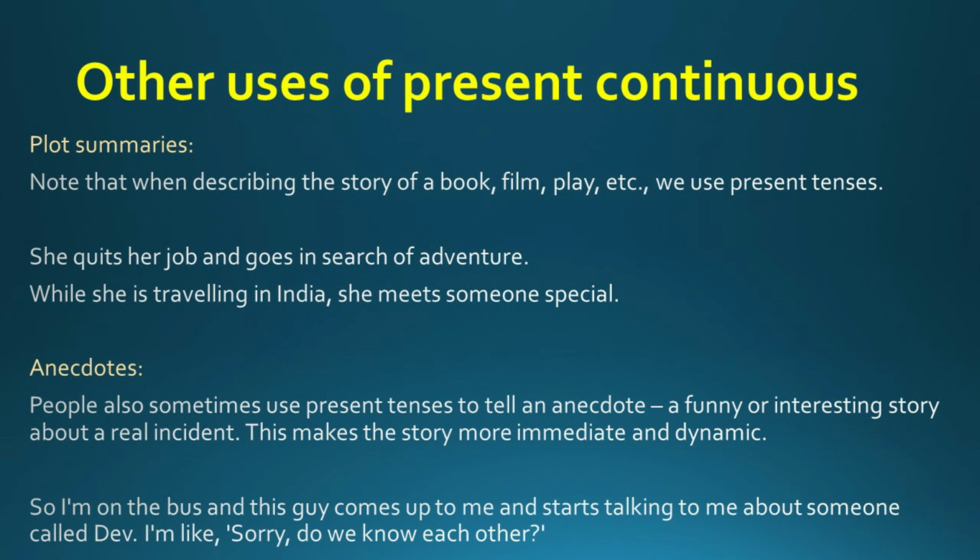Another use is anecdotes. People sometimes use present tenses to tell an anecdote. An anecdote is a funny or interesting story about a real incident. This makes the story more immediate and dynamic. For example, so I'm on the bus and this guy comes up to me and starts talking to me about someone called Dev. I'm like, sorry, do we know each other? So for all the anecdotes, you have to prefer present simple.